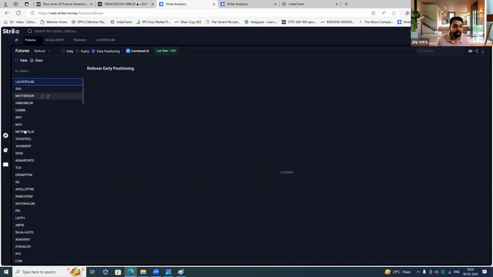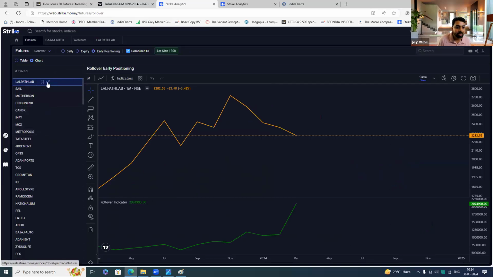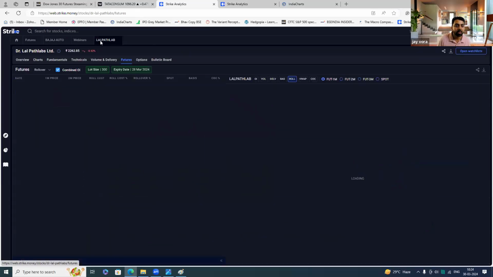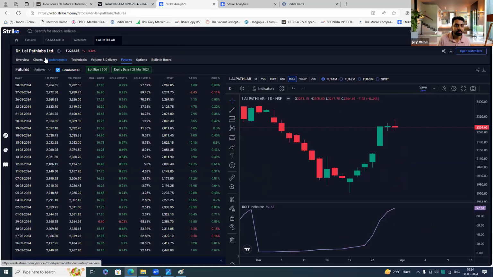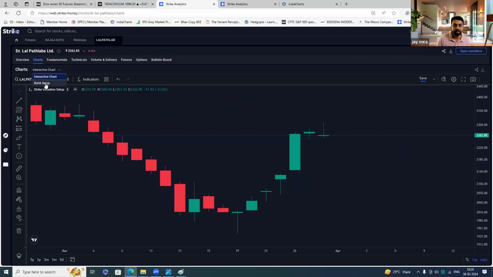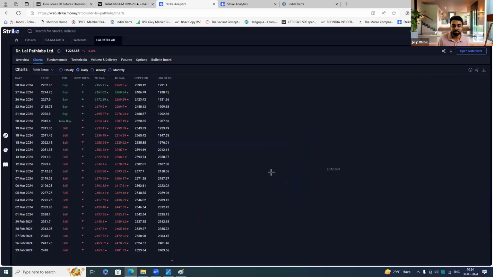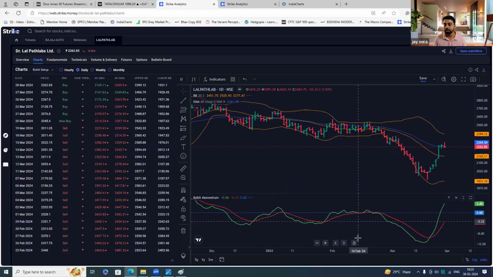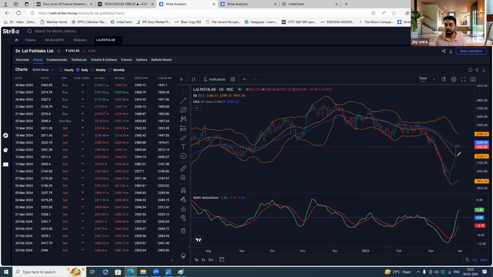So the way I go to the stock is that I click over here, and I go to this Lalpath Lab page in charts. This is something I actually follow, which is the Rohit setup. What we have over here is a 20 period average and a 40 period average. This is a proprietary indicator, the Rohit Momentum Indicator, which works like MACD, but you will see much faster and smoother signals than MACD.